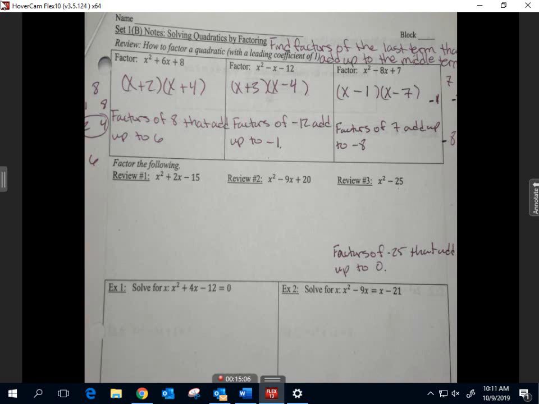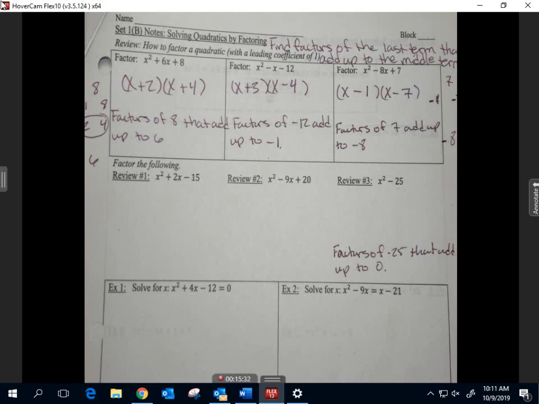It's going to be similar to this one, because they multiply to give you a positive but add up to a negative, right? For the third one, I had to do the same thing. I'm going to put something like that on my table.